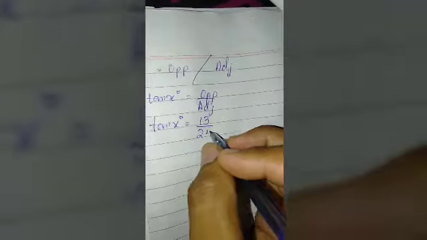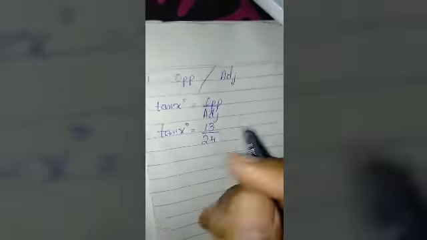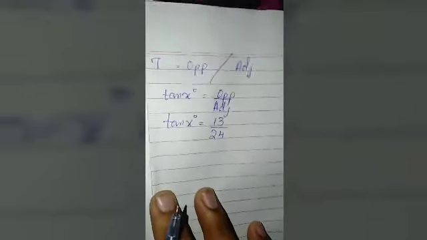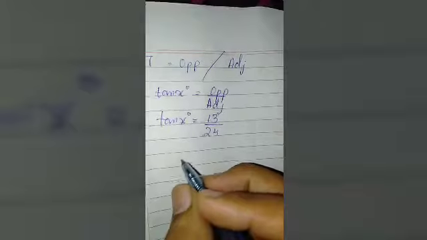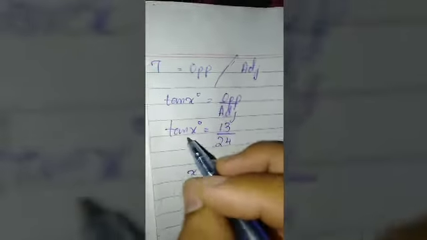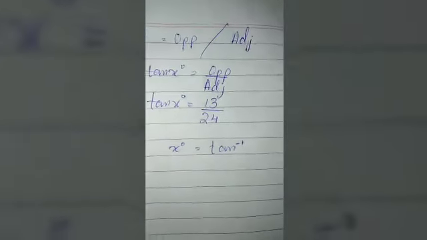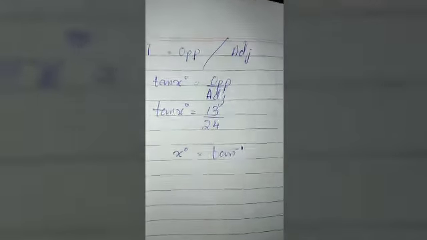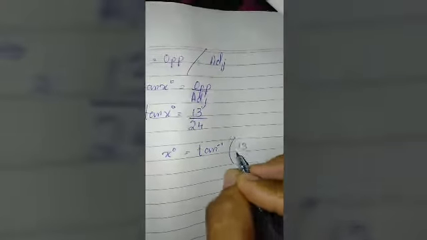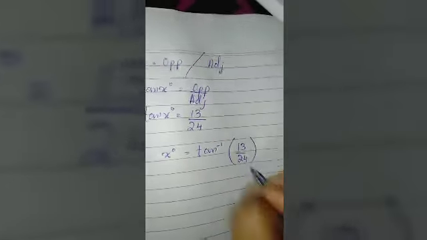The line of opposite is 13 meters, the line of adjacent is 24 meters. Okay, and what can we do now? We need to find the angle. This is a new thing. Leaving the angle on this side, taking it to the right hand side, it will become the inverse. What will it become? It will become the inverse of tangent, with 13 upon 24.